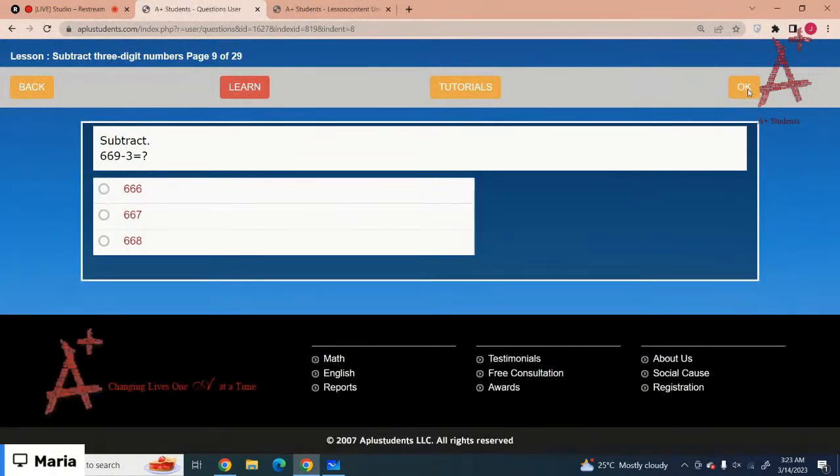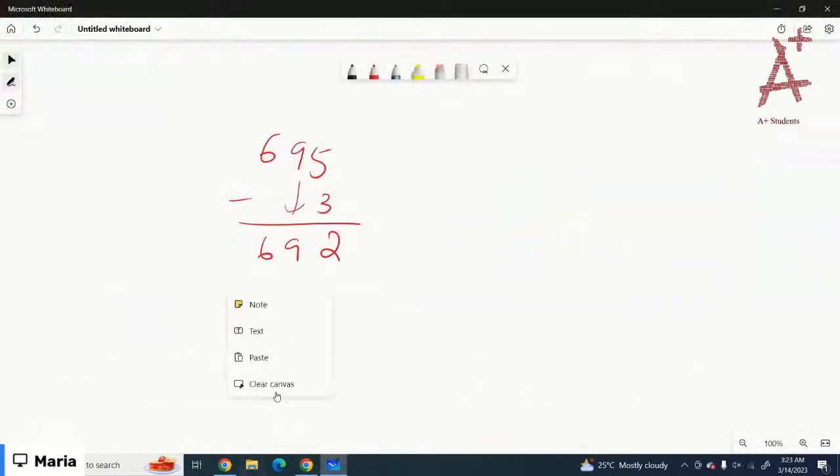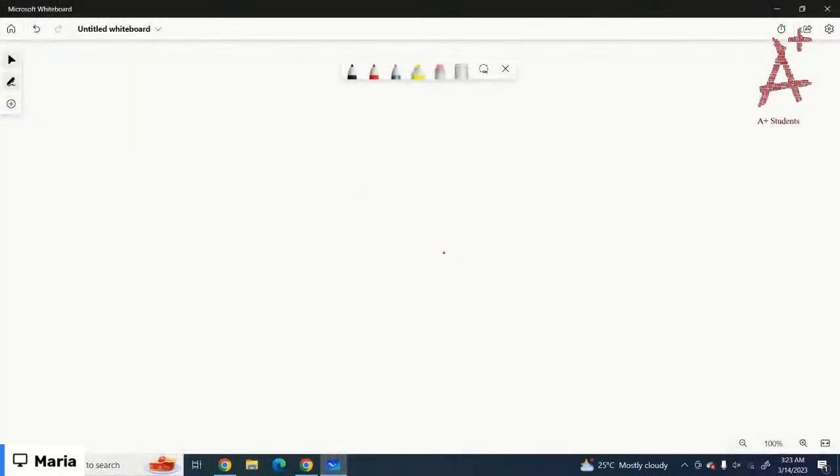Okay, the next one is 669 minus 3. 9 minus 3 is 6. Bring the 6 down and also the 6. So it would be 666. Got it? So the correct option is 666.